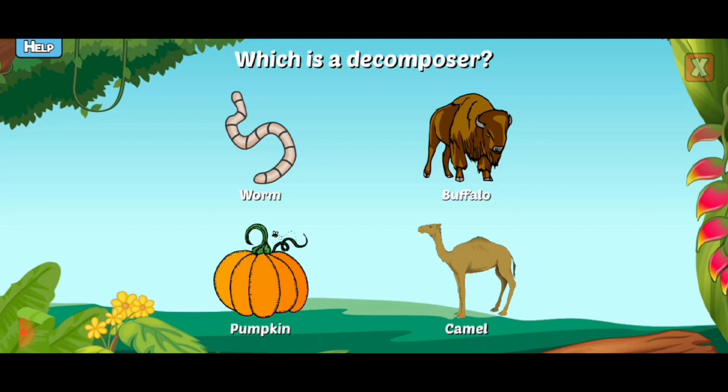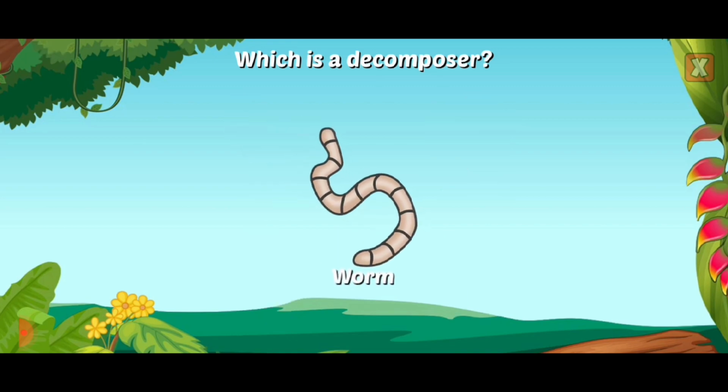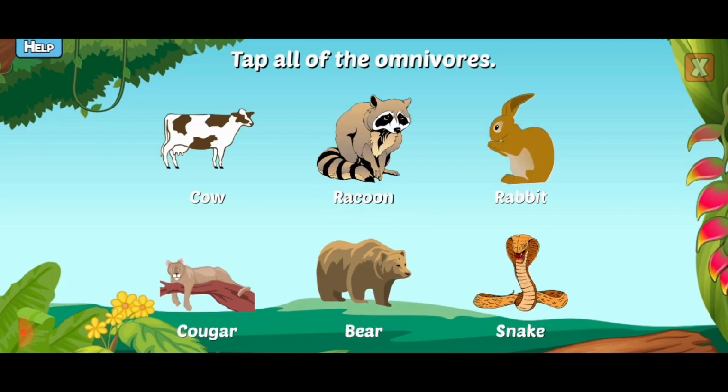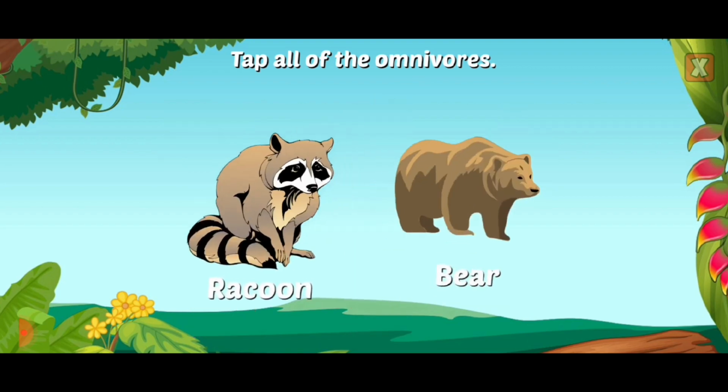4. Tertiary consumers. Fourth level. These are top predators that eat secondary consumers. Examples: lions, eagles, sharks, and humans. 5. Decomposers. The cleanup crew. Decomposers break down dead plants and animals, returning nutrients to the soil. Examples: fungi, bacteria, and earthworms.